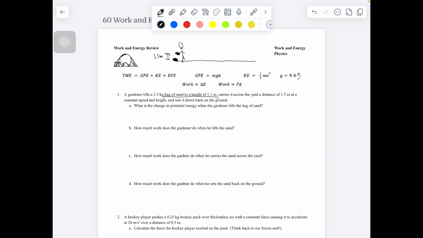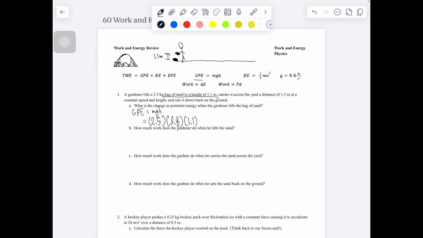What is the change in potential energy? Specifically, that is gravitational potential energy. Since it's gaining height when the gardener lifts the bag of sand, well, we can just use our equation. GPE equals mgh. Plug in what we know. The mass is 2.5 kilograms. g is 9.8. And our height is 1.1 meters.